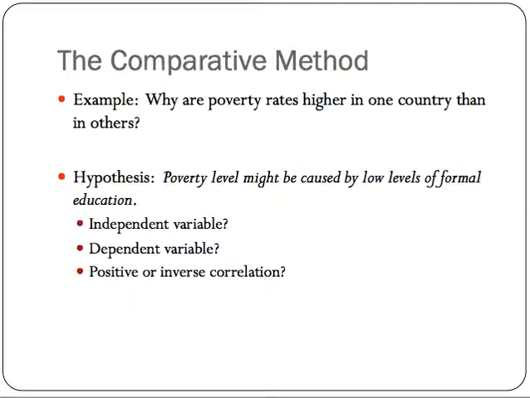So here's another example. Why are poverty rates higher in one country than in others? Your hypothesis, poverty level might be caused by low levels of formal education. So again, you want to look at what is your independent variable, the independent variable being the level of education. The dependent variable would be the poverty level.